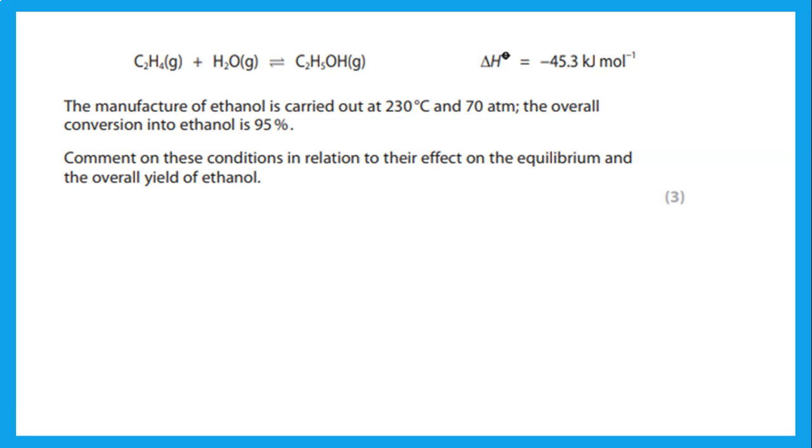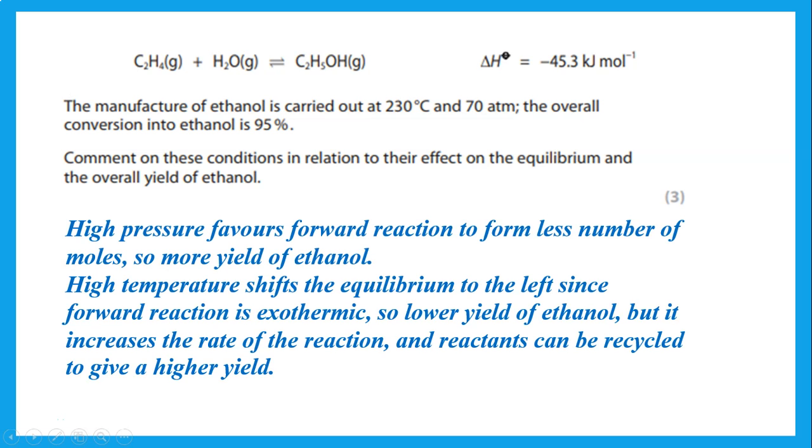So, we're using 230 degrees Celsius. Should we be using higher temperature? Of course, any higher temperature will cause the reaction to go back. So using 230, this is a temperature that will give more yield of ethanol. What about the pressure? 70-80 atm, we use high pressure because this favors the forward reaction to form less number of moles, so there is more yield of ethanol.